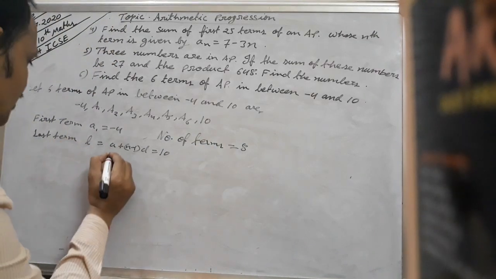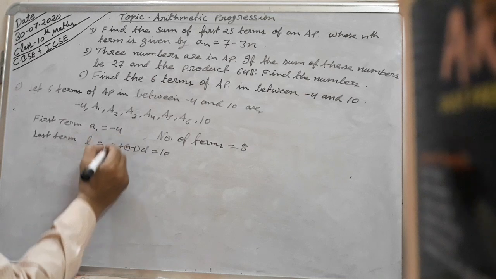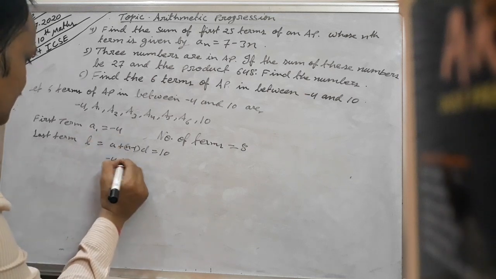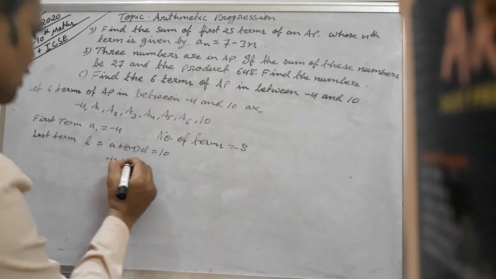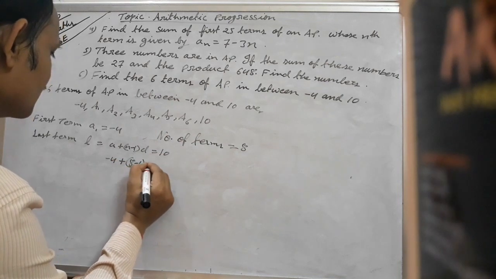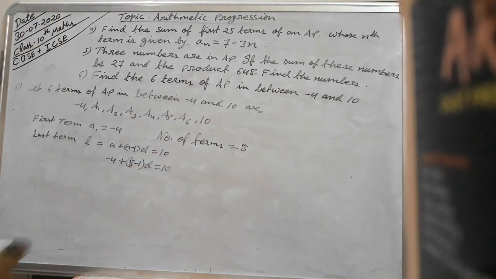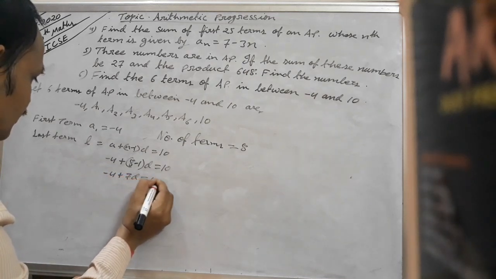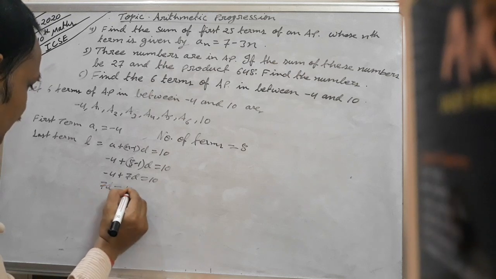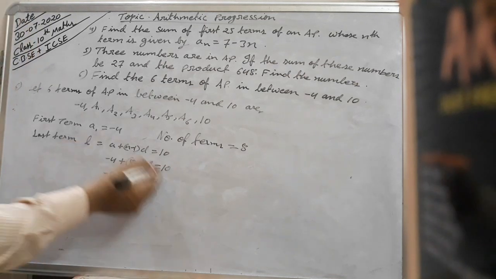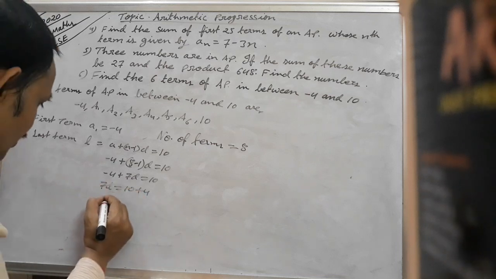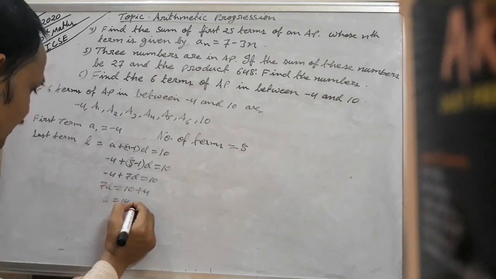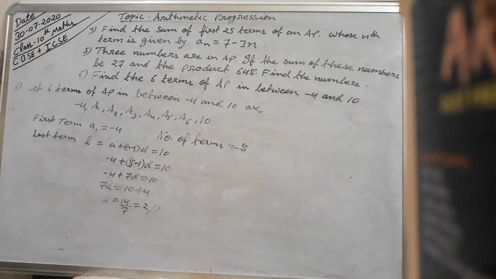Okay. Now here the value of A, that is minus 4, plus n, number of terms, that is 8, 8 minus 1, D is equal to 10. You have to find the value of D. Now minus 4 plus 7D is equal to 10, or 7D is equal to 10 plus 4. This minus 4 will go from left to right. 10 plus 4, that is 14, or D is equal to 14 by 7. You will get 2. The common difference is 2. First term is minus 4.